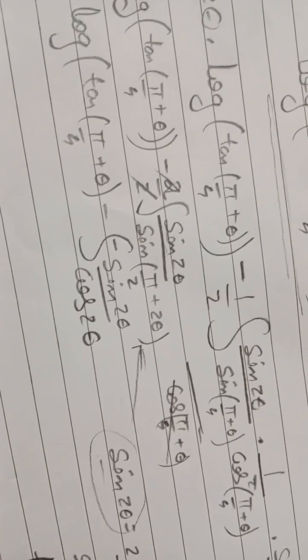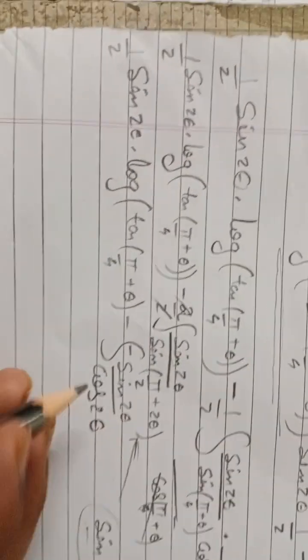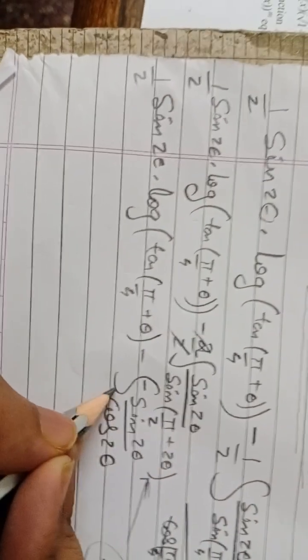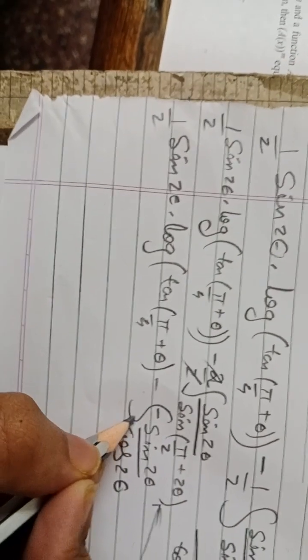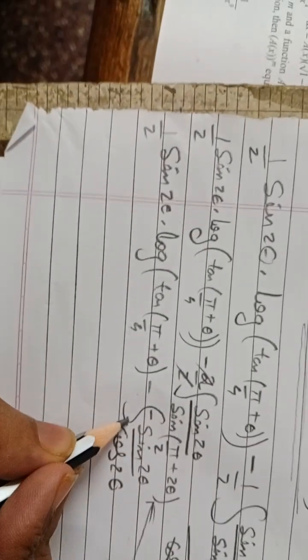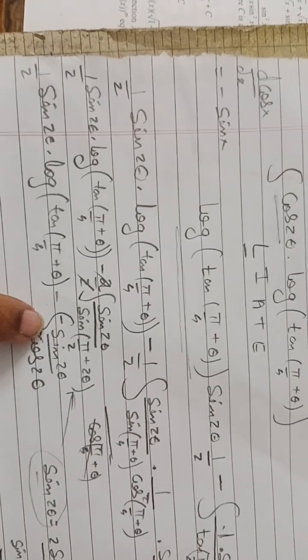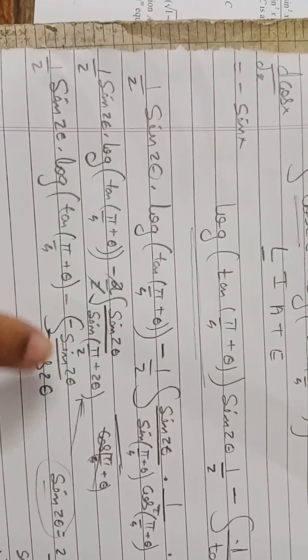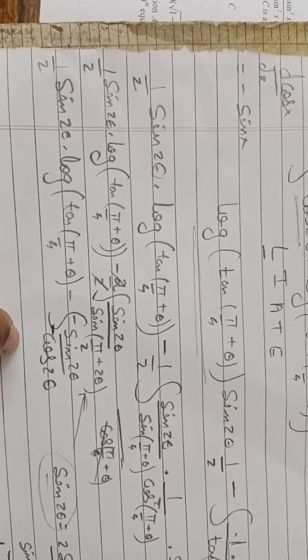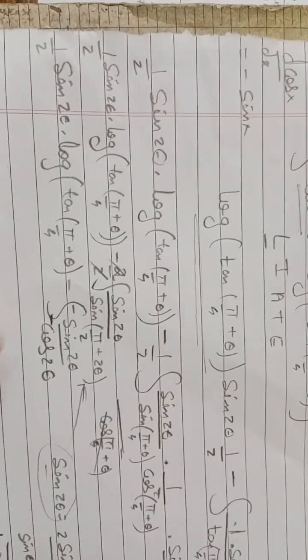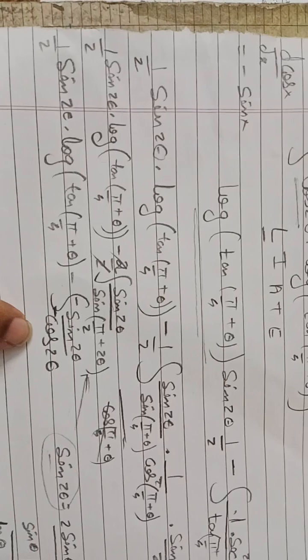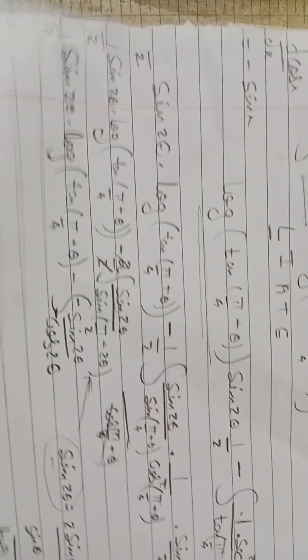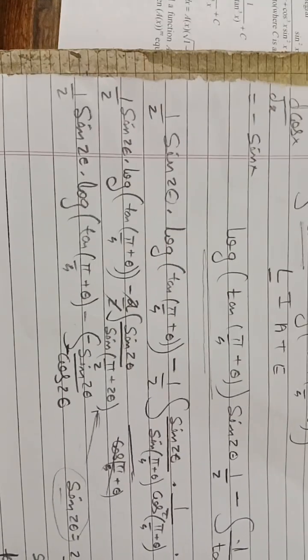And to remove this minus sign, we also need a minus sign right down here. So we need to write minus here, if you can see. So this whole term is going to be converted into minus log of cos 2 theta divided by 2. I will show it to you in just a moment.